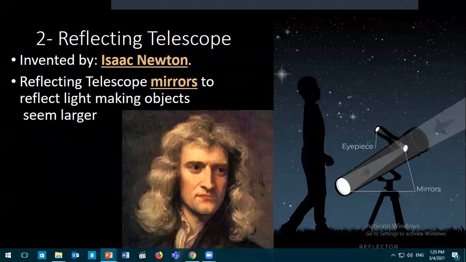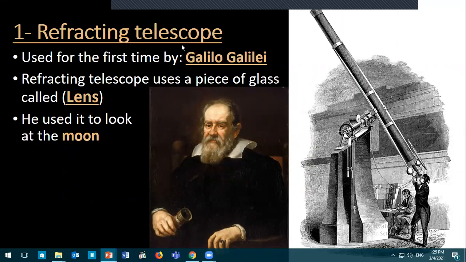So we have two types of telescopes. We have the refracting telescope, this huge one that was one of the first telescopes used. And it was used by this amazing scientist, Galileo Galilei, who said that the Earth is not the center of the solar system. The sun is the center of the solar system. And he said that the Earth is not flat, it's actually a sphere. So he had a lot of amazing theories, and he was one of the first people to use the refracting telescope to see the moon. He saw the moon with it, yes.